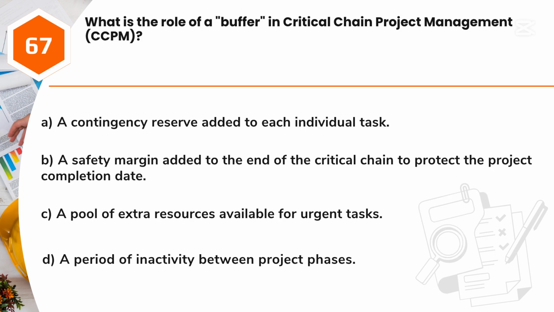Question 67. What is the role of a buffer in critical chain project management, CCPM? A. A contingency reserve added to each individual task. B. A safety margin added to the end of the critical chain to protect the project completion date. C. A pool of extra resources available for urgent tasks. D. A period of inactivity between project phases.